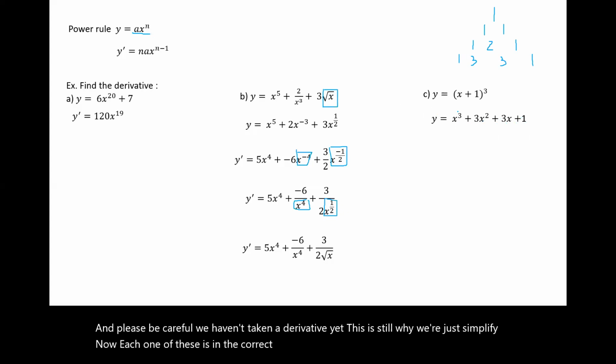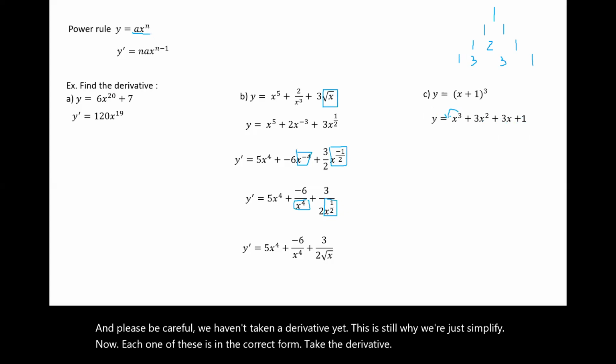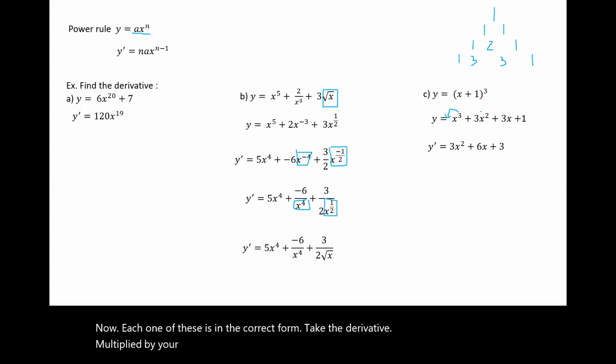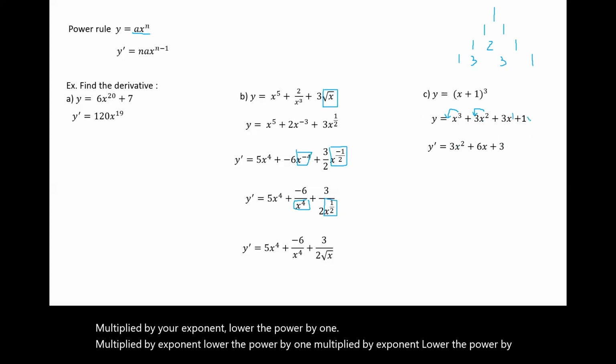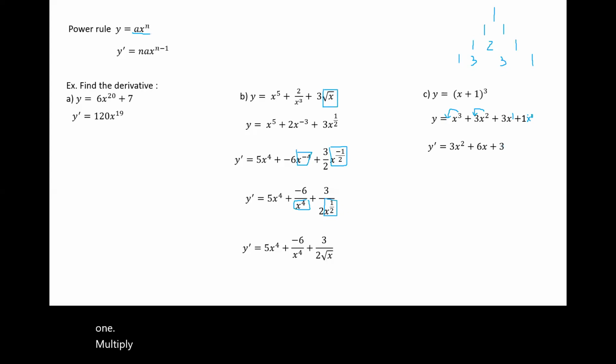Take the derivative. Multiply by your exponent, lower the power by 1.